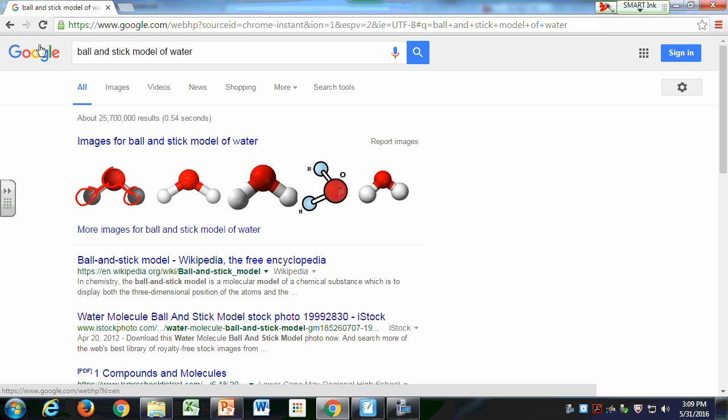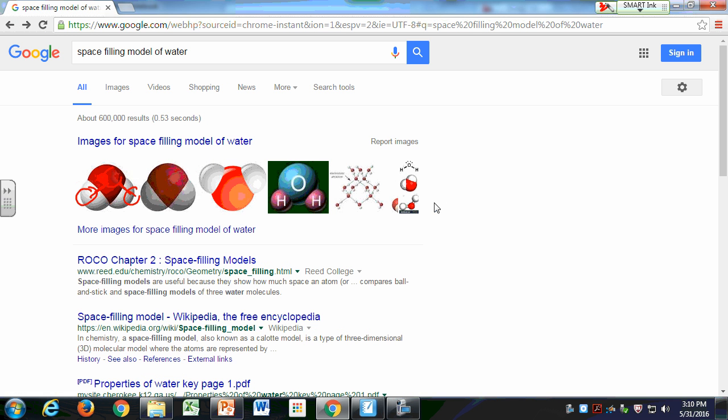And if you go back here earlier, what would you call this type of model right here? That would be the Lewis structure. You have a line representing shared electrons, and two dots representing a pair of electrons. This is what type of model? Space filling. And this one, that's a ball and stick model.